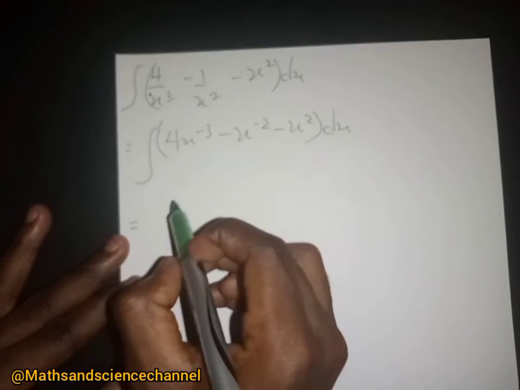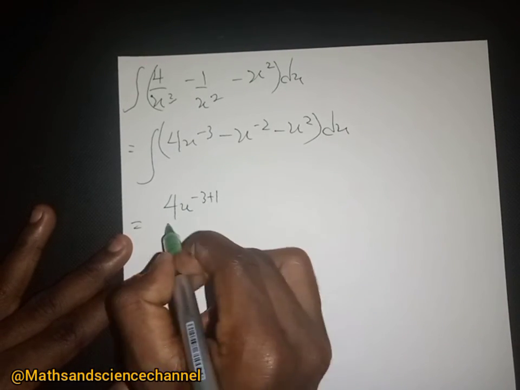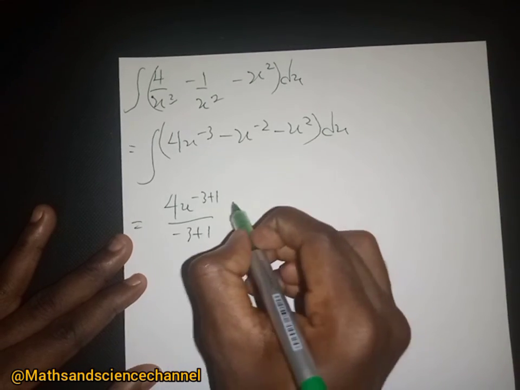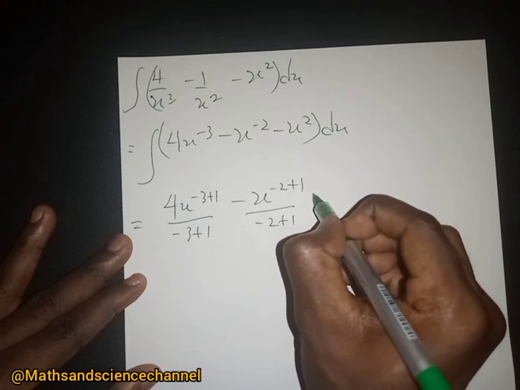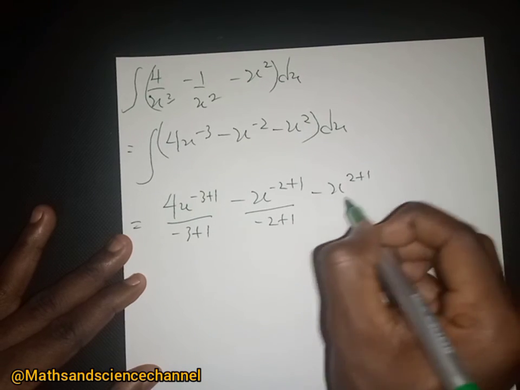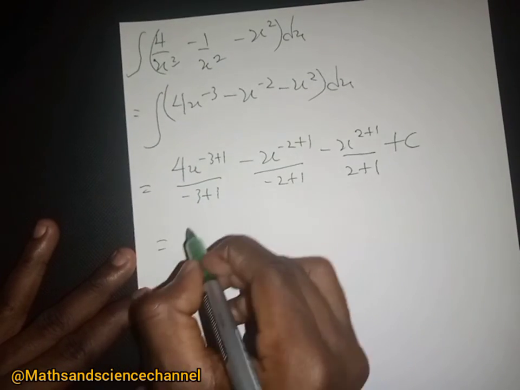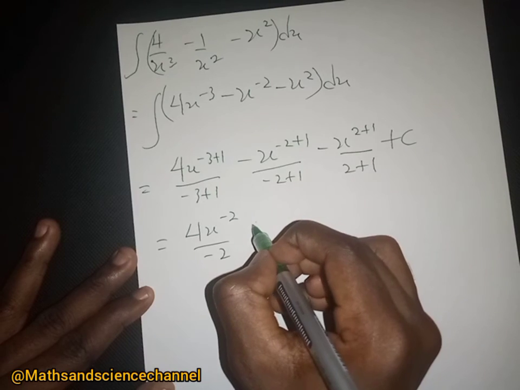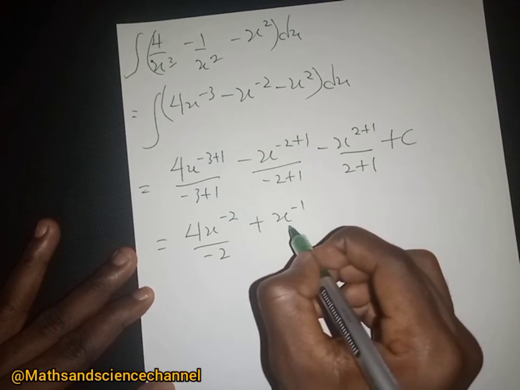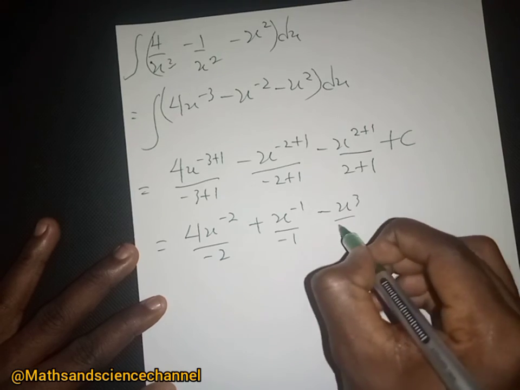So solving this, we just have 4x^(-3+1) divided by minus 3 plus 1, minus x^(-2+1) divided by minus 2 plus 1, then we can have x^(2+1) divided by 2 plus 1, plus c, right? So this is just going to be 4x^(-2) divided by minus 2, then we have plus x^(-1) divided by minus 1, then we have x cubed over 3, plus c.